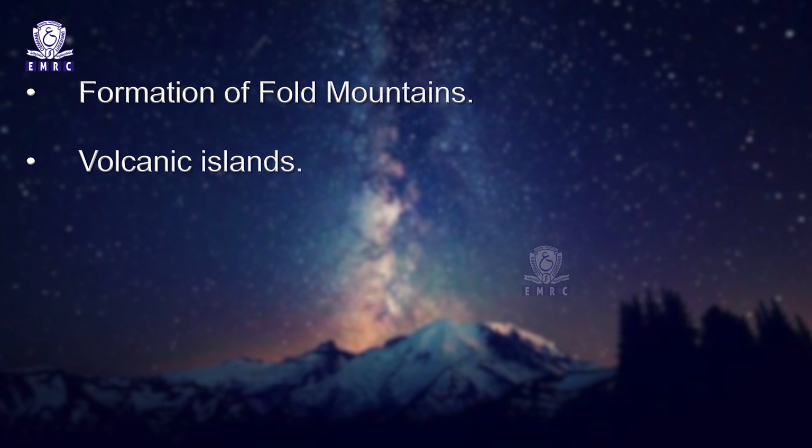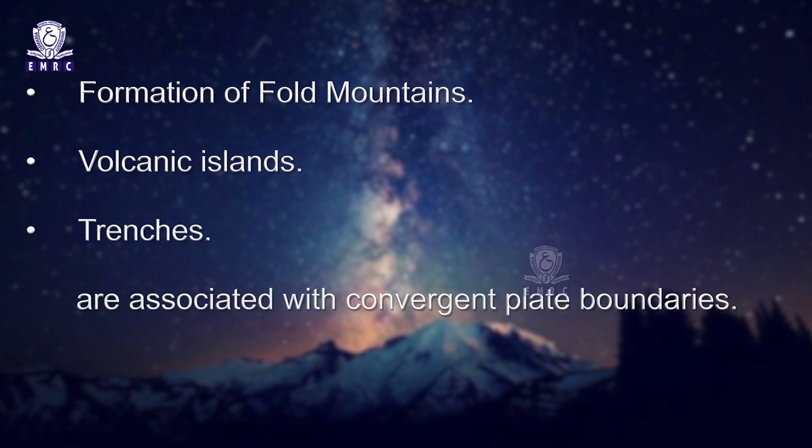The convergent boundaries are of three types. The formation of fold mountains, volcanic islands, trenches, etc. are associated with convergent plate boundaries. Plate material is destroyed along the convergent plate boundaries. Along the conservative plate boundaries, material is neither created nor destroyed. The movement of the plate is parallel or lateral in conservative plate boundaries.